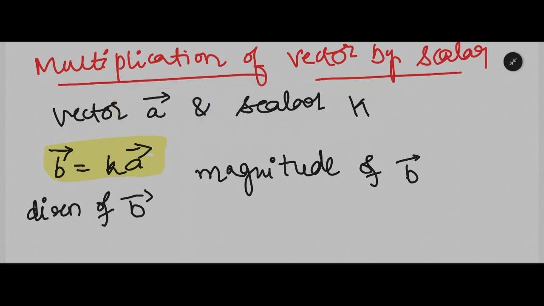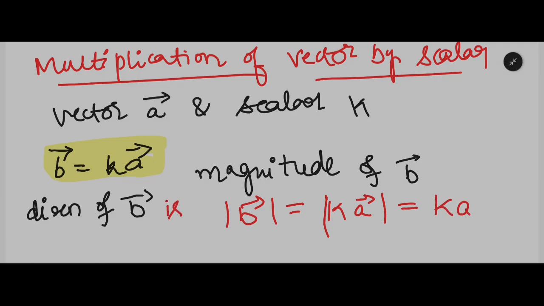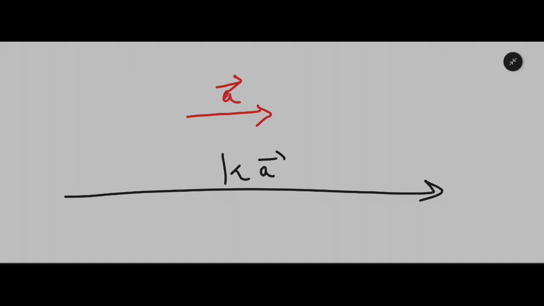When we multiply, it becomes a new vector, which we are assuming is the B vector. That B vector can be represented as B bar is equal to k into A bar. Now we will understand the magnitude of B bar. The magnitude of B bar is equal to the magnitude of k into A bar, that is simply k times the magnitude of A bar. And the direction of B bar is same as that of A bar. For example, if this line is A bar, then this vector will be k into A bar. So the direction is same.